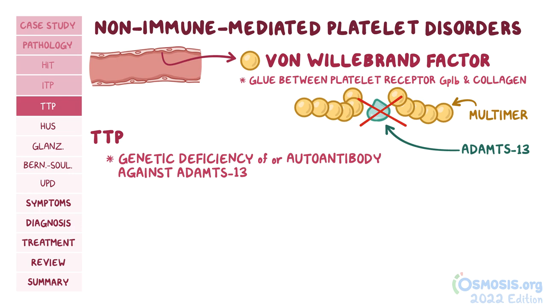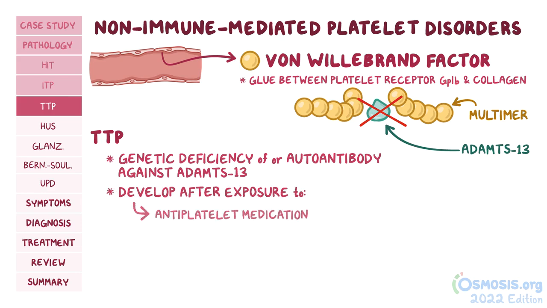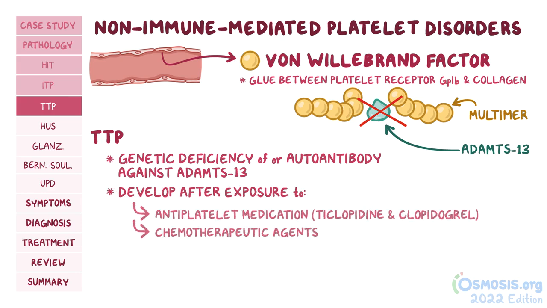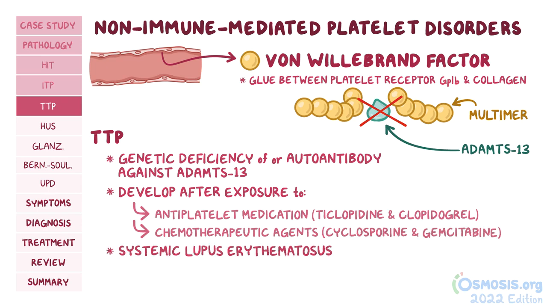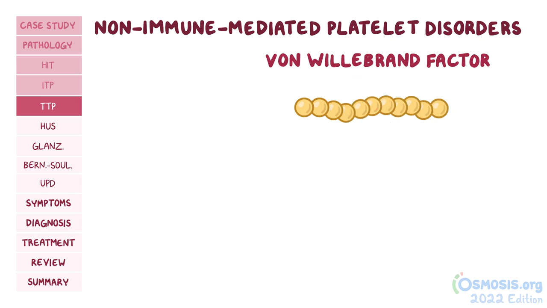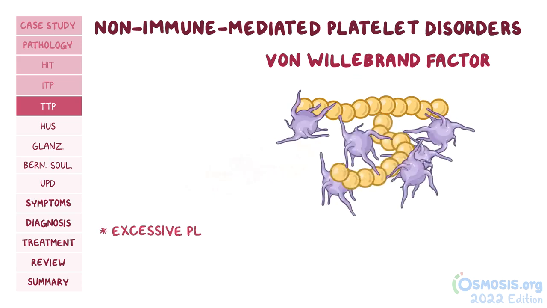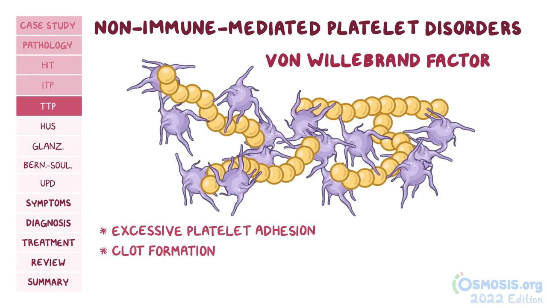Sometimes autoantibodies to ADAMTS13 develop after exposure to antiplatelet medications, like ticlopidine and clopidogrel, or chemotherapeutic agents, like cyclosporine and gemcitabine. Alternatively, they can be associated with diseases, like systemic lupus erythematosus. Ultimately, the result is the accumulation of von Willebrand factor multimers, and that causes excessive platelet adhesion and clot formation within small blood vessels throughout the body.